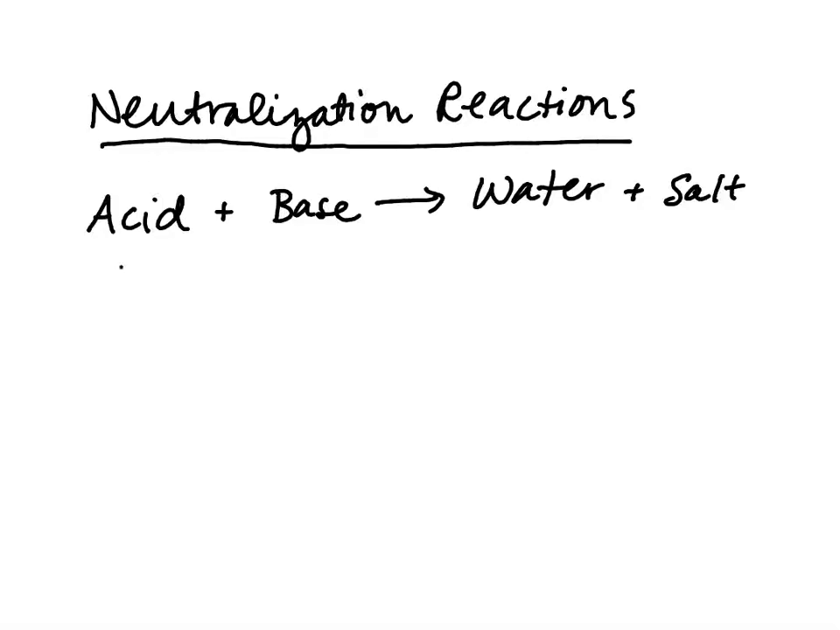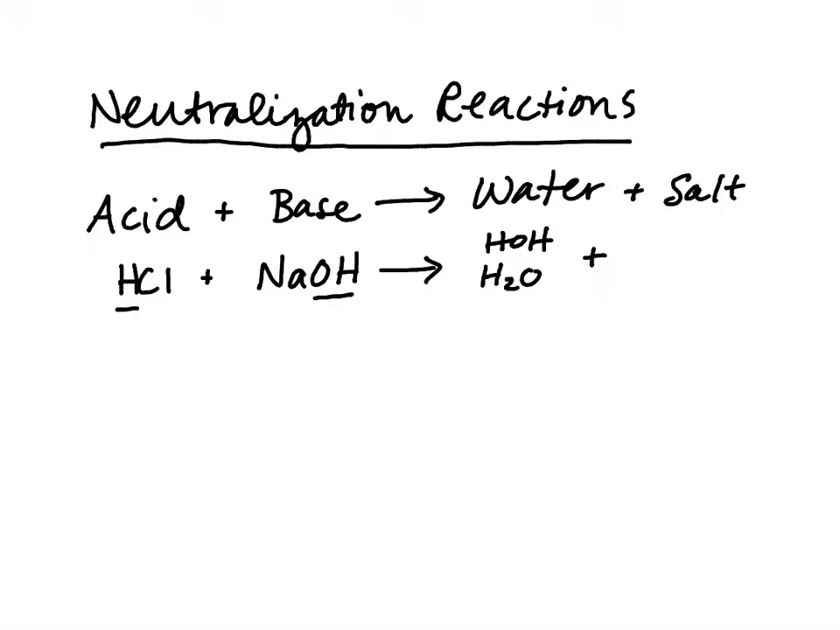The classic example is hydrochloric acid and sodium hydroxide. You can tell that this is an acid because its formula starts with H, and you can tell that this is a base because its formula ends with OH. This is just a double displacement reaction. The hydrogen ion from the acid is going to bond with the hydroxide ion off the base. If you put those together, you could write that as HOH, but we are more likely to write it as H2O.